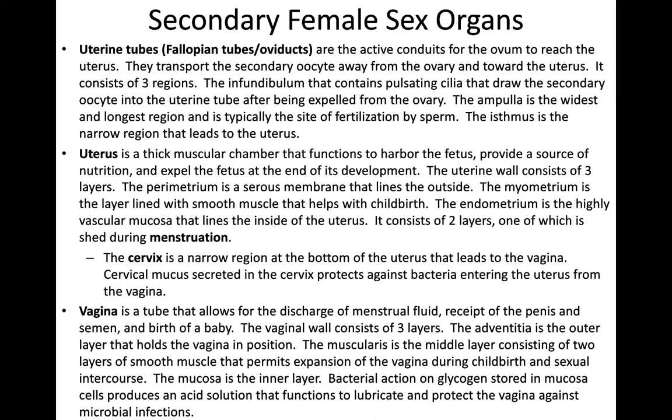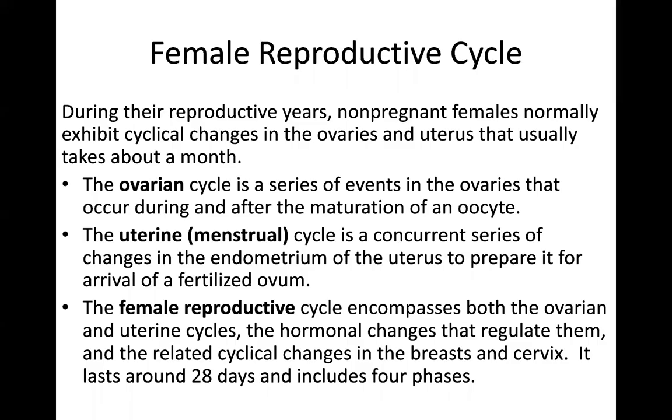And we've talked about the acidic environment of the vagina back when we talked about the lymph and immune system. Okay, so I've been alluding to talking about the female reproductive cycle. Let's do that now.